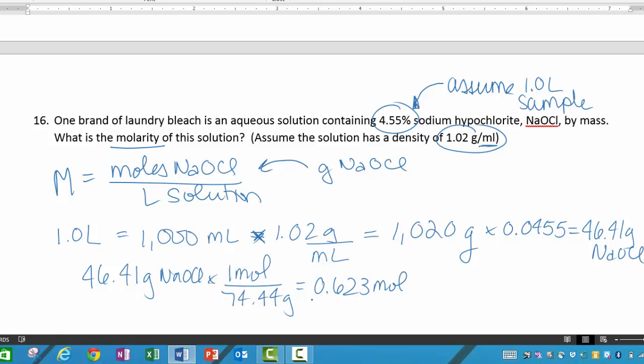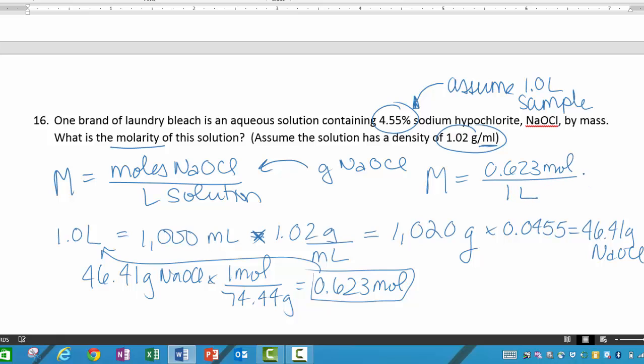And remember, what we're finding here is how many moles are in this arbitrary sample size that I chose. So in my 1 liter sample, I have 0.623 moles of sodium hypochlorite. So going back to this equation, molarity is moles of sodium hypochlorite per volume of your sample, which is 1 liter. So look at that. That was a nice, easy number to deal with. My molarity is 0.623 molar.